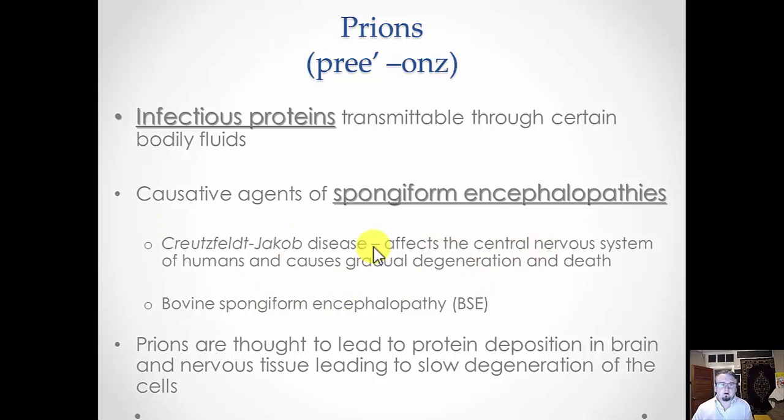Creutzfeldt-Jakob's disease, I'll stop it here. I don't want to keep going on this, but look that one up. It's very interesting. That's the human form of the disease. It's actually genetic, and it can also be transmitted through rare occurrences of any sort of fluid exchange that involves the central nervous system, which is not very common.